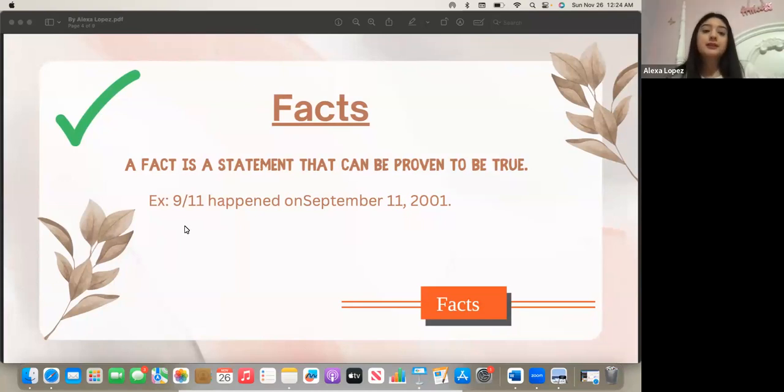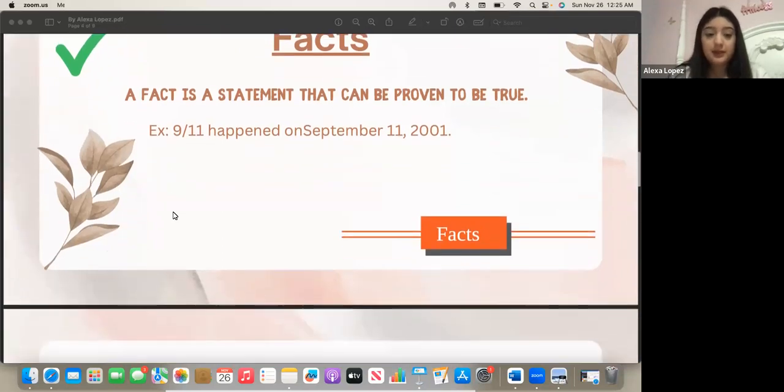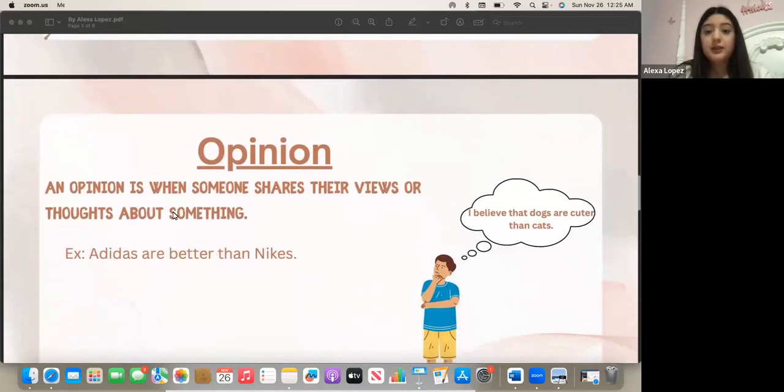Okay. So for an example, 9/11 happened on September 11th, 2001. Right? And it's a fact because it happened, right? It happened on September 11th, 2001. I'll give you guys a couple minutes to write down the definition and the example as well, okay? So you guys have an example. Okay, I see that everyone is complete. We finished writing it.